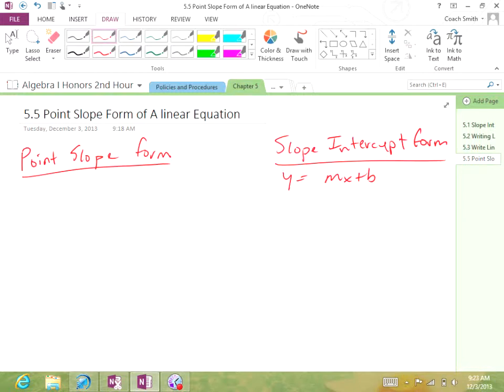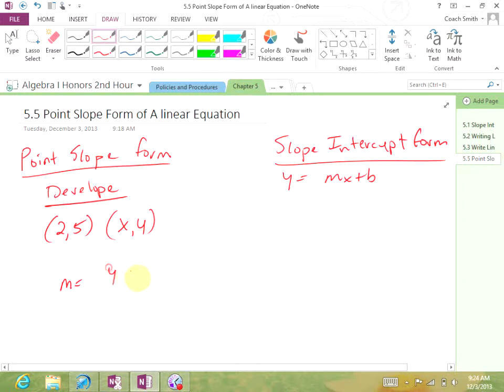Let's say they give us one point. So this is how we develop point-slope form. Let's say they give us the point (2, 5), and the other point we don't know, which is (x, y). If we try to plug that into the formula for slope, you would have y minus 5 over x minus 2.